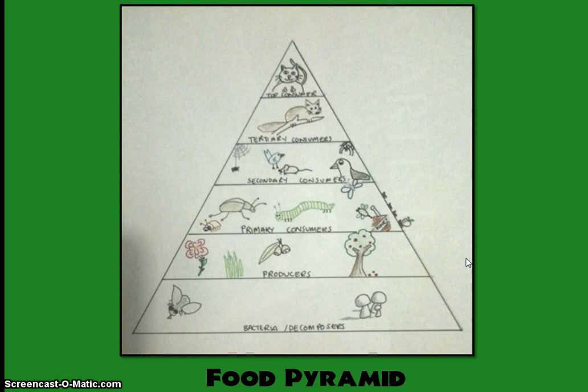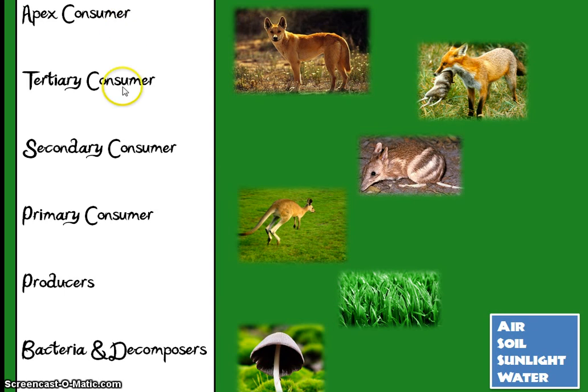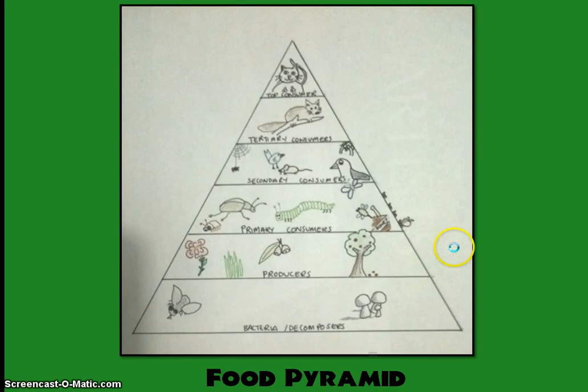So what I've done here is something called a food pyramid. So if we just flick back to this, what I've done here is I've just listed them out and I've put the pictures next to it. A food pyramid is just a drawing of a pyramid, and the animals that belong in each category are put at a different level. So our apex consumer, or our top consumer, is obviously up the top.